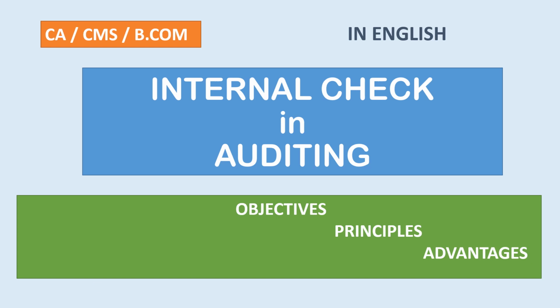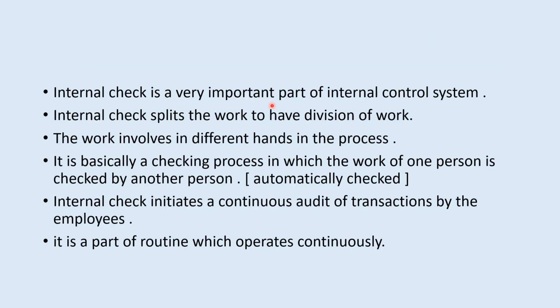Today we shall be discussing the topic of internal check in the auditing process. Objectives, principles and advantages. Now, internal check comes from two words. The first one is internal and the second one is check. Internal means something which is going to happen internally in an organization. It is done by the members of the staff. That is what the word internal means.